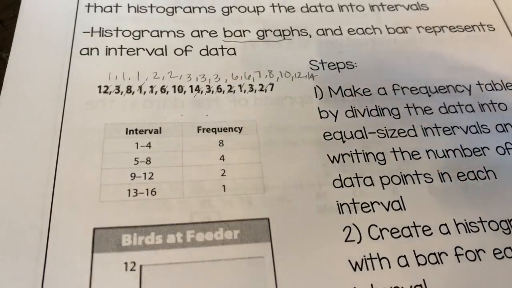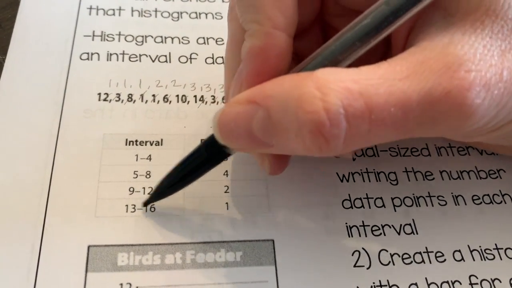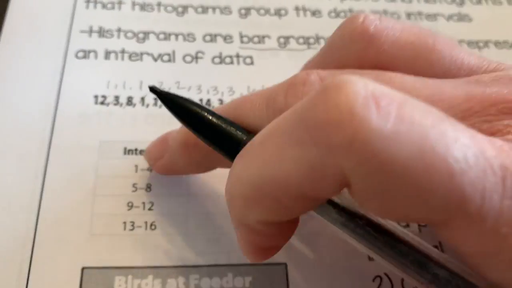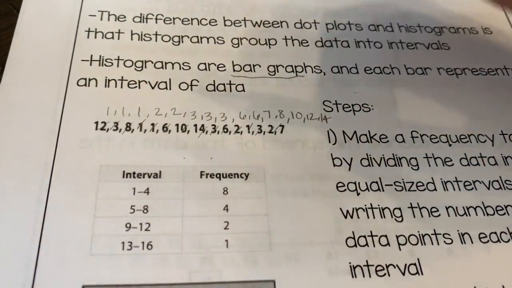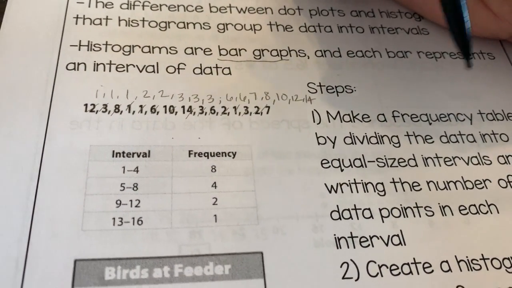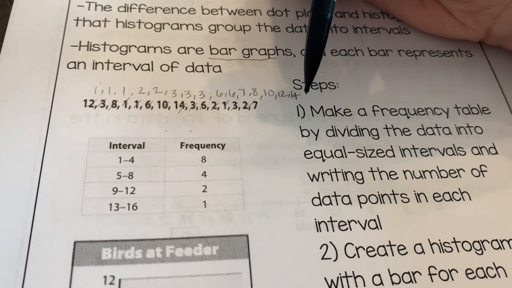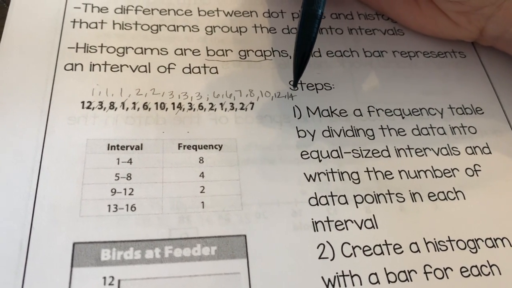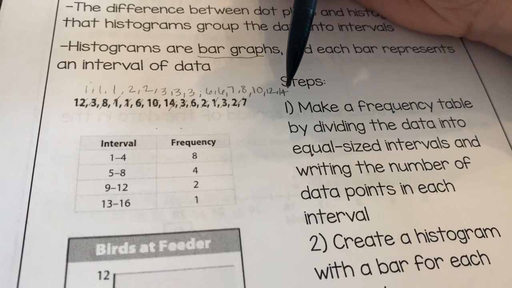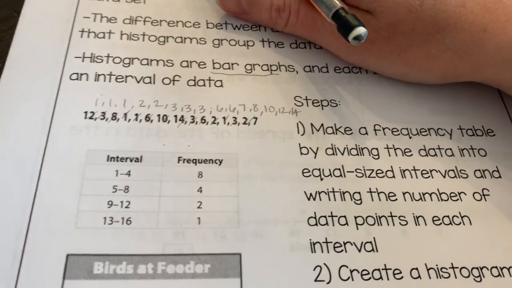Okay, so to make a frequency table, what you want to do is try to separate these into intervals. They just have to be the same number of numbers in each interval. And I don't mean the frequency, I mean how you're breaking up your intervals has to be the same. So if you want to do 1 to 3 instead of 1 to 4, then the next group has to be 4 to 6. And then after that, it would have to be 7 to 9. So you have to think about how you're going to group them.